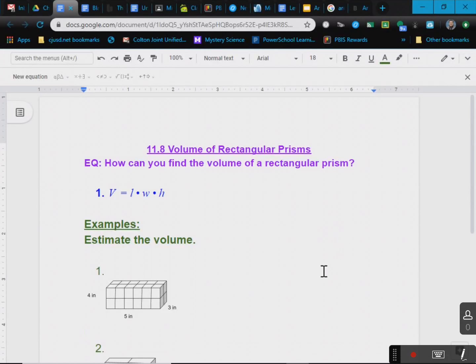Hello everyone, welcome to 11.8, volume of rectangular prisms. The essential question is, how can you find the volume of a rectangular prism? This is very simple. What you need to do is the volume equation. V equals length times width times height.